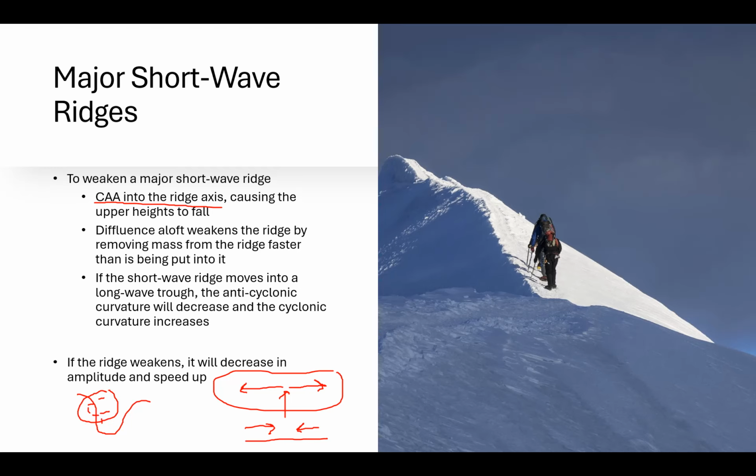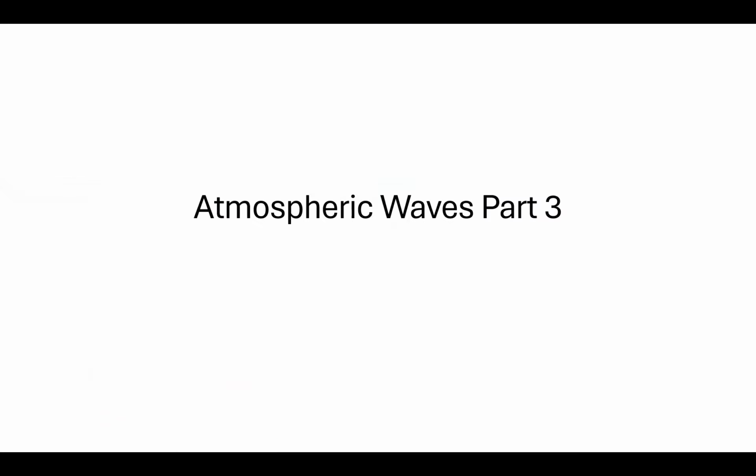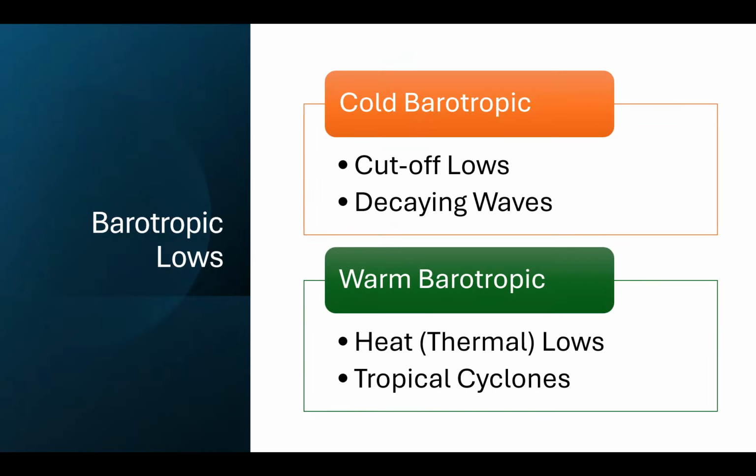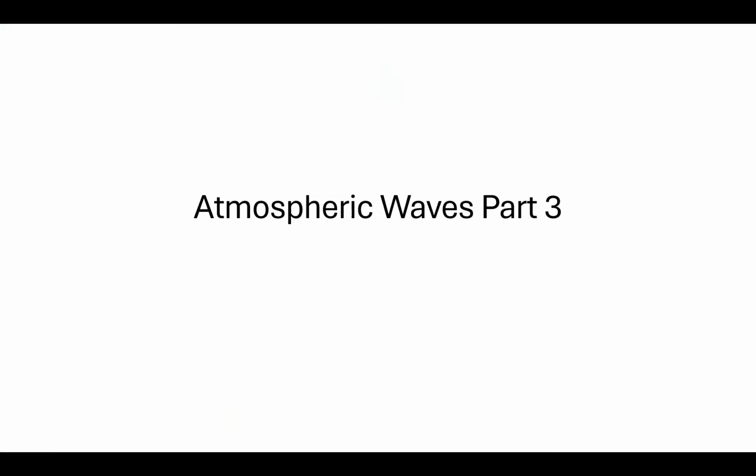And then of course we have cyclonic curvature here at the base of the long wave trough. So it's going to result basically in the anticyclonic curvature of the shortwave ridge decreasing, and it's going to weaken. All right, that wraps up part 2 of my training on atmospheric waves. In part 3, we will delve into barotropic systems, okay?